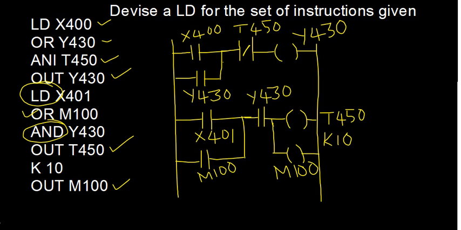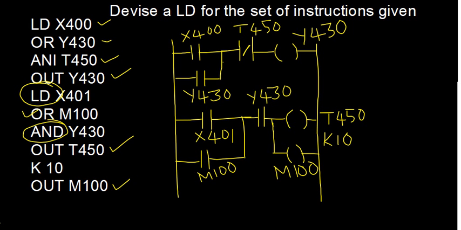So this is the ladder diagram for the set of instructions given. Now you should be able to interpret what exactly happens here. So you will have to write in each step, or in each rung, what exactly happens, and in totality what exactly happens. Please note down the ladder diagram. Make sure that all the elements are covered here.